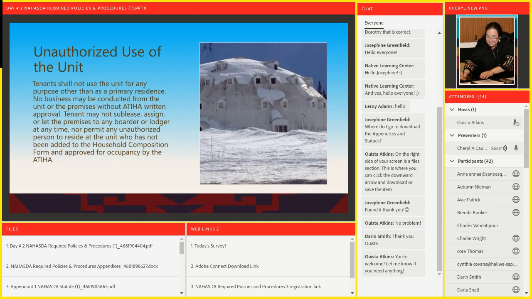Tenant shall not use the unit for any purpose other than as a primary residence. No business may be conducted from the unit or premises without your written approval. Tenants may not sublease, assign, or let the premises to any boarder or lodger at any time, nor permit any unauthorized person to reside in the unit who has not been added to the household composition form and approved for occupancy by your housing entity.